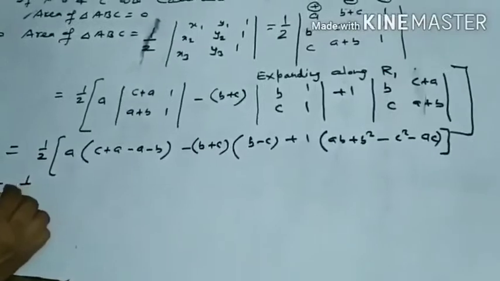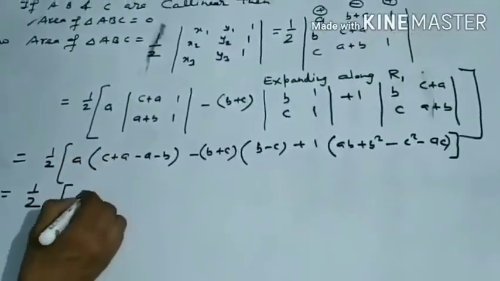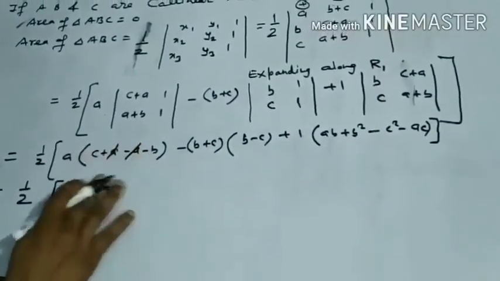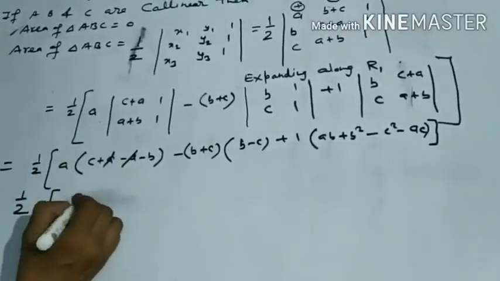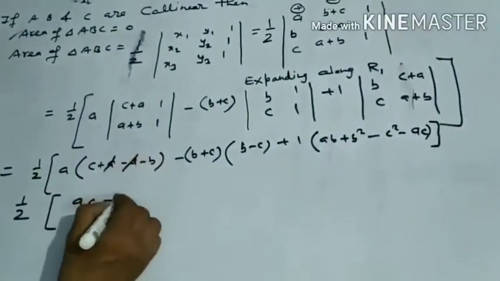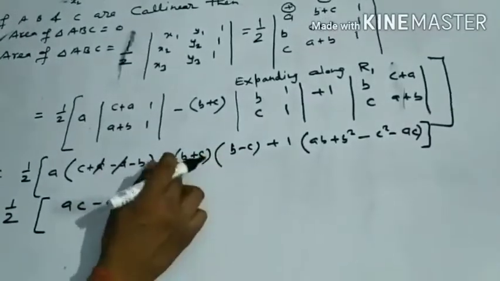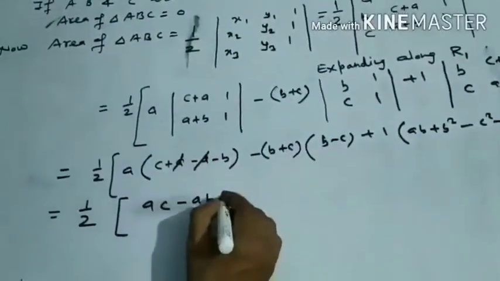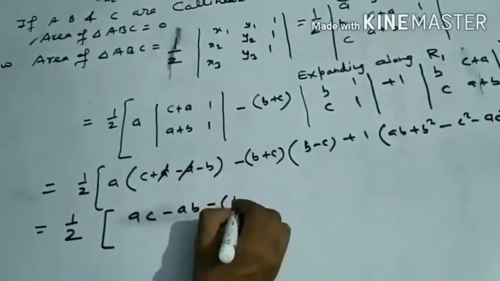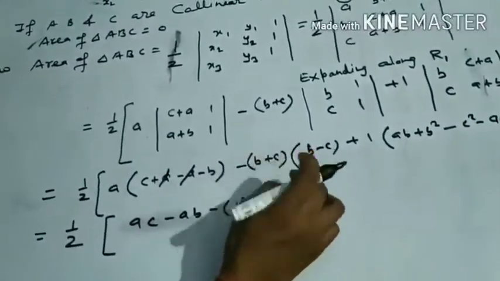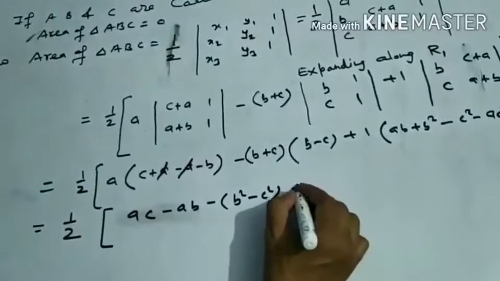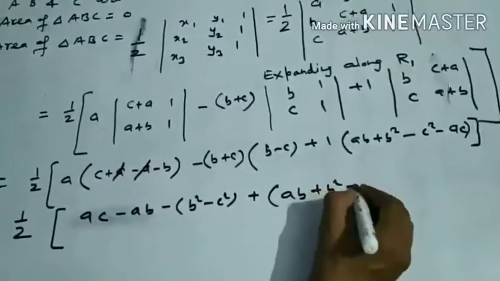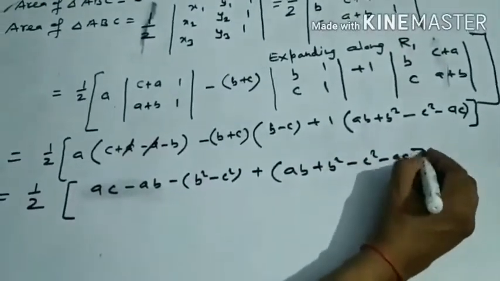This is equal to 1 by 2, inside you have to multiply AC plus A square, this cancels out simply, so this is AC, and here this is minus AB. Now I have to multiply this B and B, and here this is B plus C and B minus C, means B square minus C square formula I have to use, and then after plus AB plus B square minus C square minus AC.